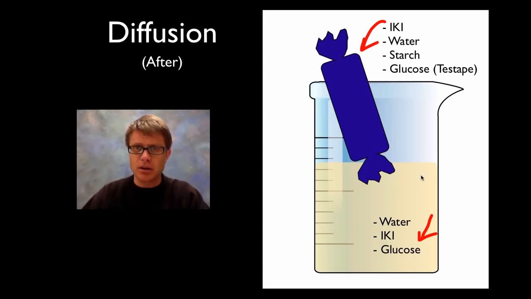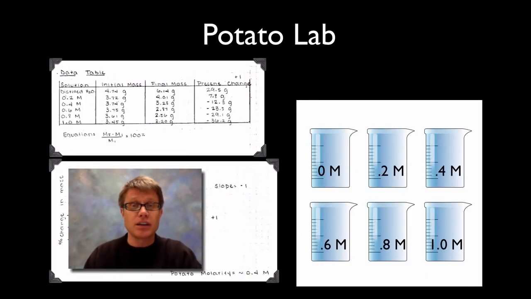What's the one thing that we didn't talk about the movement of? That'd be water. In order to figure out if water's moving or not, we'd have to mass it before and mass it after and see if there's a change in mass. All right, let's get to the actual potato lab.